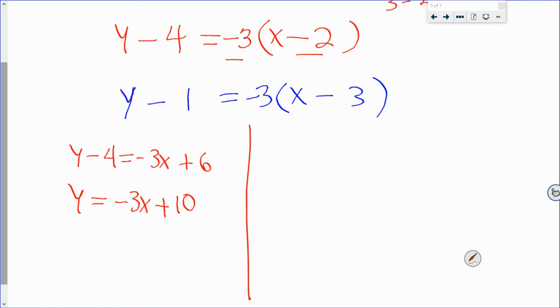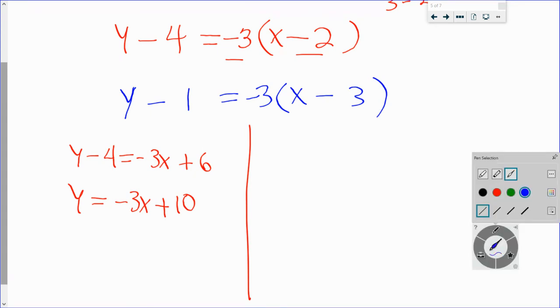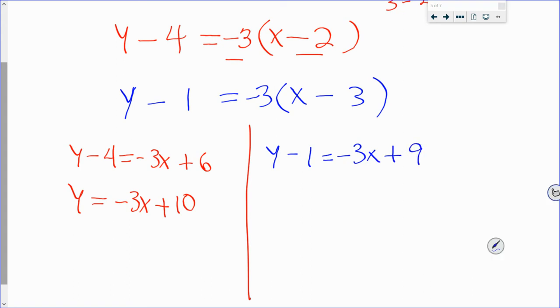Okay, let's go to the Democratic equation. All right, so it's y minus 1. I'm going to distribute negative 3 through there. So it's y minus 1 equals negative 3x plus 9. Now, in order to solve for y, I add 1 to both sides, right? And so it's negative 3x plus 10. What do you notice about those 2 equations? They are the same.